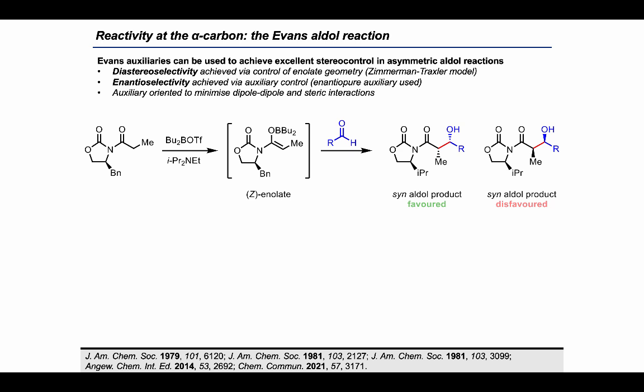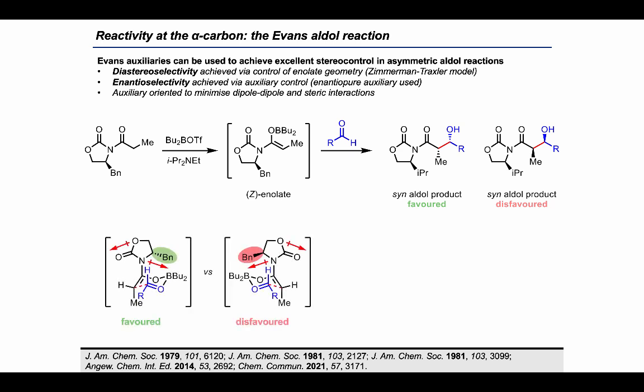As predicted by the Zimmerman-Traxler transition state model, the Z enolate leads to the syn product, in this case with the methyl and hydroxyl substituents pointing away from us as drawn. To understand why this enantiomer is favoured over the other, in which the two groups are pointing towards us, we can look at the possible chair-like transition states, this time with the Evans auxiliary incorporated. In both transition states shown, the auxiliary group is oriented so that dipole-dipole interactions are minimized. In the favoured conformation, the bulky benzyl group is pointing away from the chair, while in the disfavoured transition state, it clashes with it. This leads to preferential formation of the syn-aldol enantiomer shown.